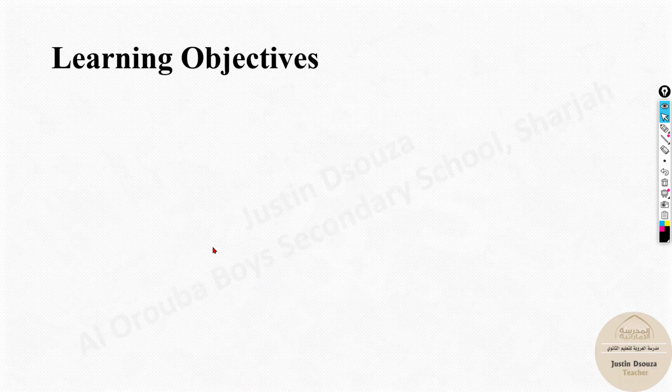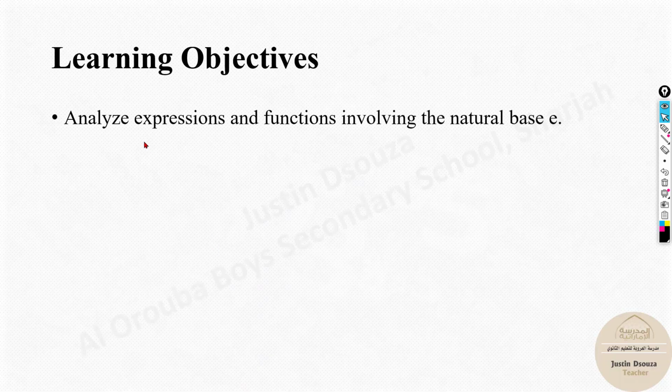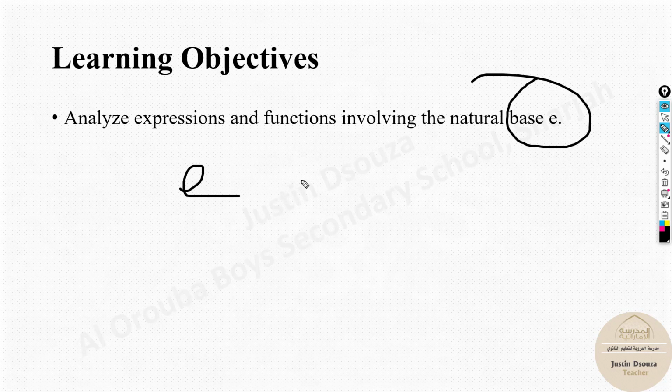Before that, we will go through the learning objective, that is to analyze expressions and functions involving the natural base e. What is special in this? We are having this e value. It's Euler's number. It's a constant, 2.718281828. It keeps on going, basically forever. It's an irrational number. So this is what we will be studying.